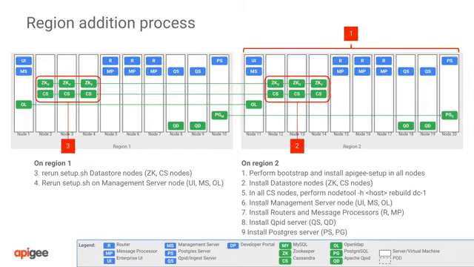Step 3, with our new Cassandra and Zookeeper member nodes in place, we rerun setup on the data store nodes in region 1. In step 4, our Zookeeper and Cassandra clusters have been expanded across the regions, so now we run setup to reconfigure the management server in region 1. As well as updating the management server with new server registrations, running setup also informs OpenLDAP that there is a new peer to replicate with.